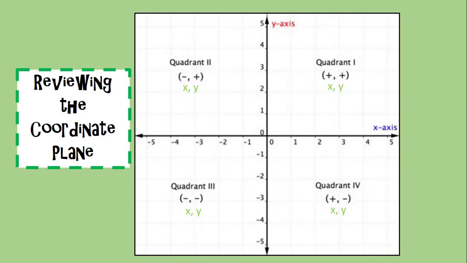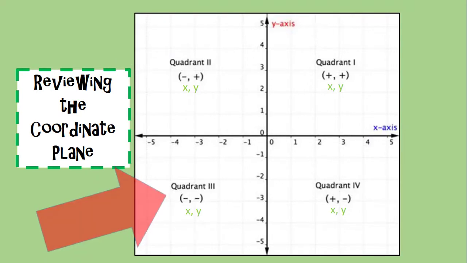Reviewing the coordinate plane. In order to understand rotations, you would have to consider the quadrants in the coordinate plane. In quadrant 1, you'll see that the x and the y coordinates are both positive. In quadrant 2, you'll see where the x coordinate is negative and the y coordinate is positive.